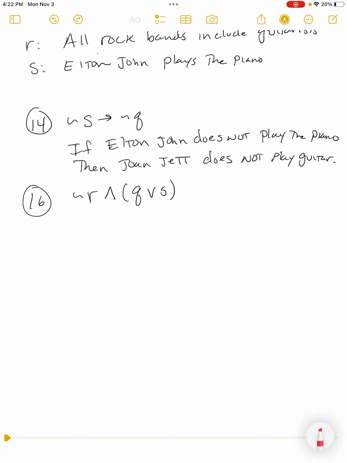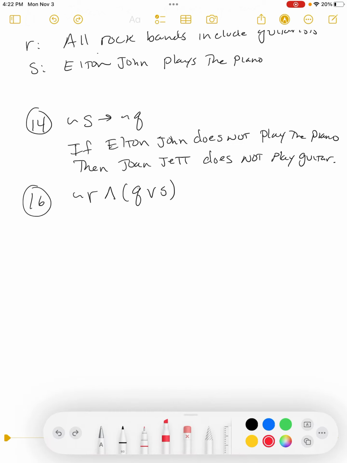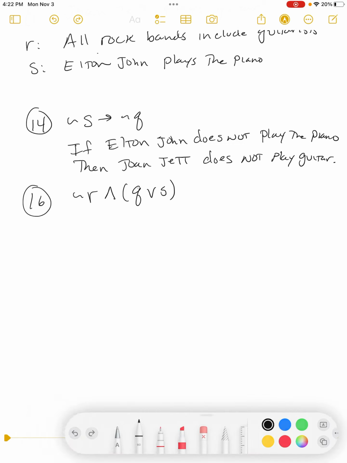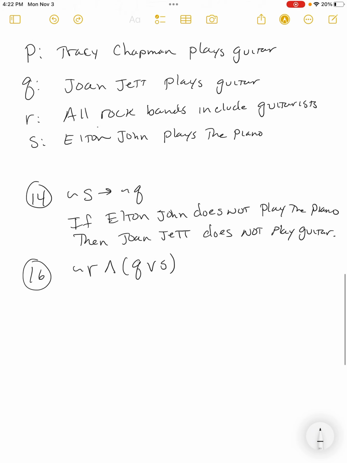This is actually a very high-performing exam as a chapter, because it doesn't get too complicated as long as you're doing the work. So let's be careful here. The negation of R. All rock bands include guitarists. Do you remember what the negation of an all is? It means some rock bands do not include guitarists.